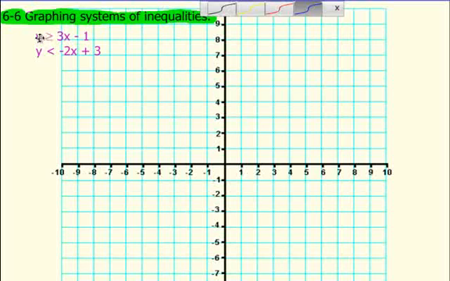Alright? We want y to be by itself. So in the first one, we have that already. I got -1 for a y-intercept. -1, we have a slope of 3. Remember, it's 3 over 1 if you want to keep thinking that way. 1, 2, 3, rise 3, run 1. Okay, I'm going to connect these 2 points.